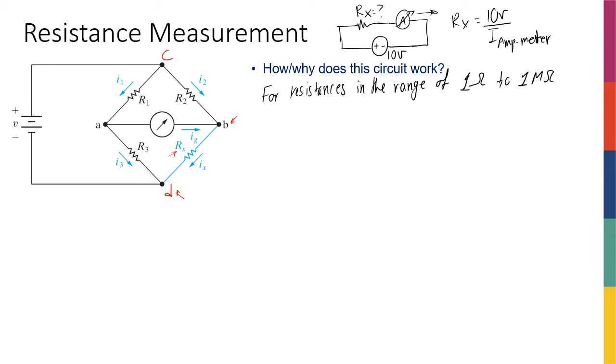We need different kinds of circuits. Anything larger than 1 mega ohm, again, we're looking at different kinds of leakages, so again, it needs its own circuits. But for medium range resistances, this is actually pretty useful, and most of the resistors that we want to measure are in this range. So it's actually quite a useful circuit.